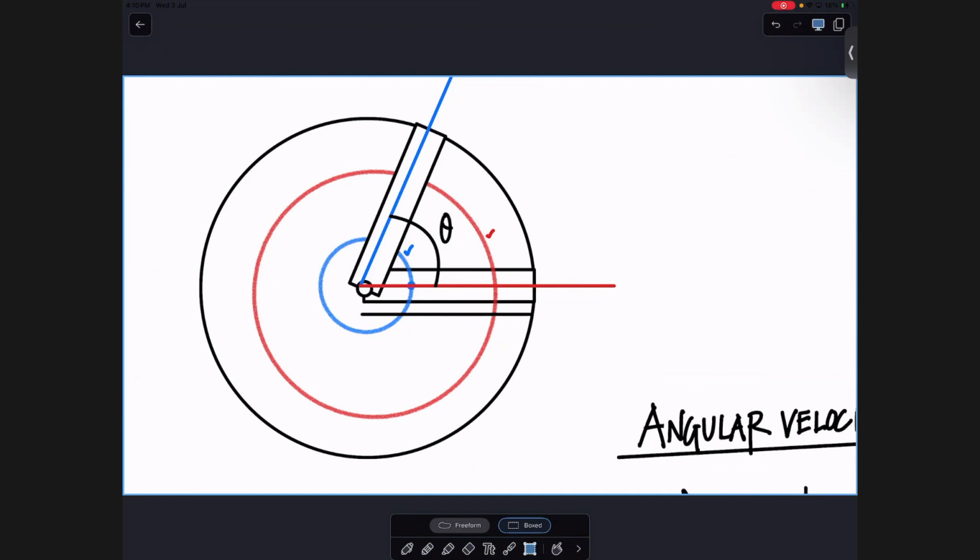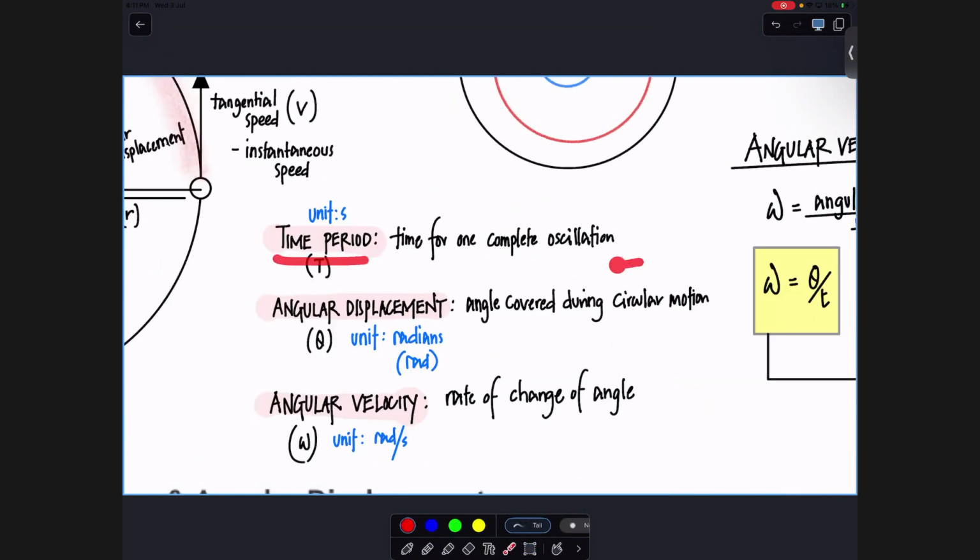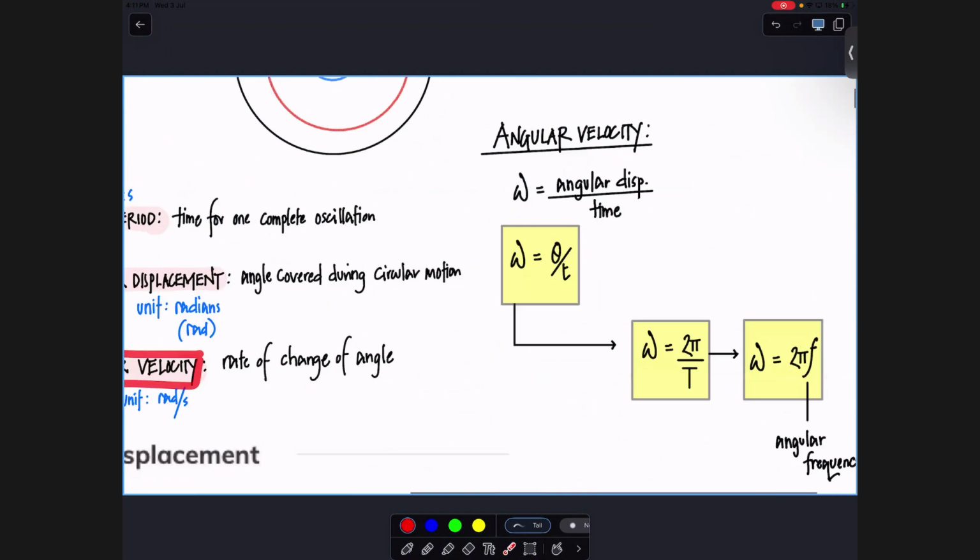So the first thing that you need to learn is time period. Time period was the time taken for one complete oscillation. Angular displacement is the angle. Basically, your angle is called angular displacement: how much angle have you covered? And the rate at which you covered the angle is the replacement for velocity. This is called angular velocity, and we found the equation for it. This is your first most important equation in the syllabus: omega equals 2 pi by T, or omega equals 2 pi f. So this is what we did last class.